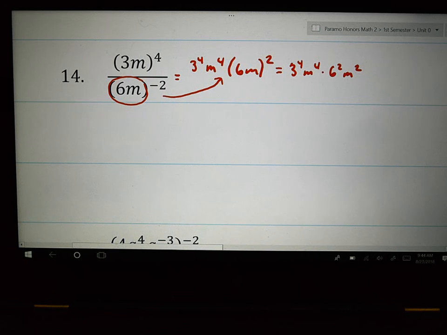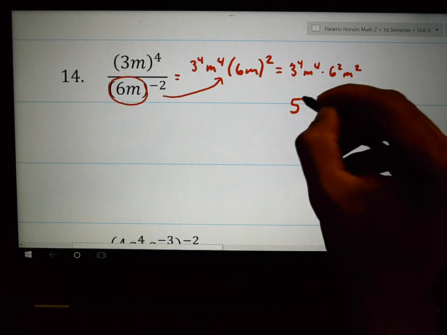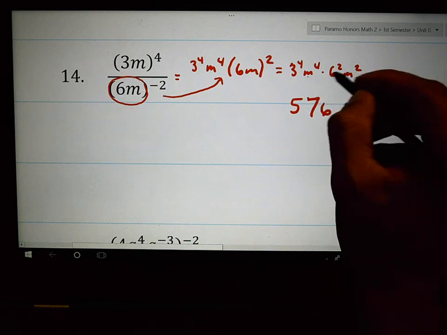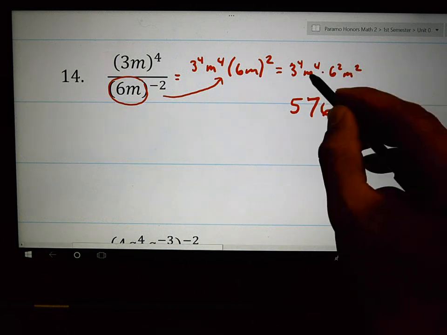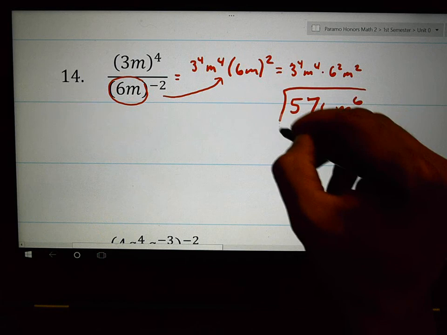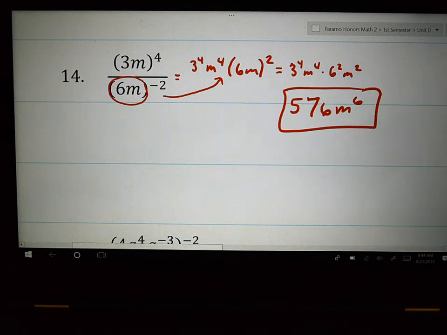Numbers are kind of big, so I'm going to get my calculator out. I think 3 to the 4th is 81. And I think times by 6 squared, which is 36, that comes out to 576 for these things. How many factors of m? I have 6 of them. You could have done that in a different way, of course. But as long as you simplify, you should get the same answer.